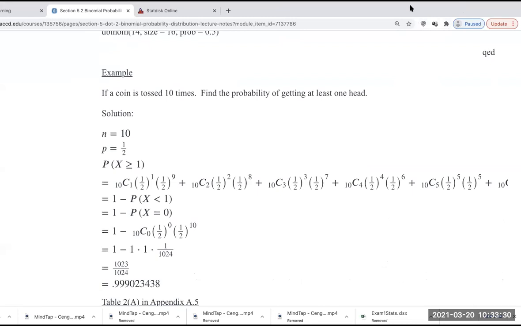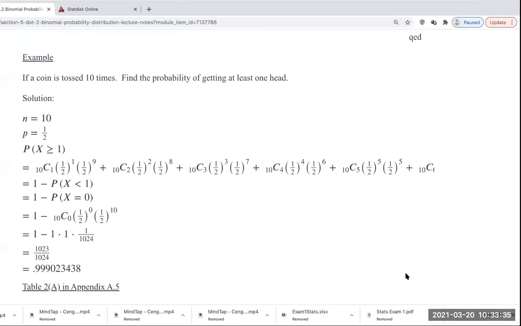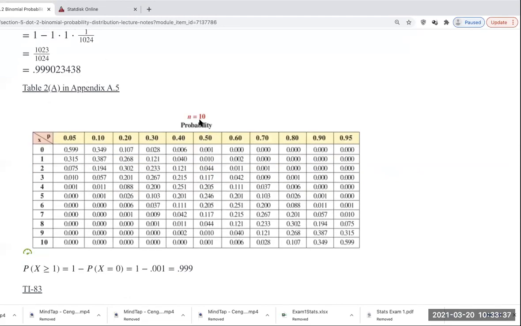So I have here 10 successes. N is 10. And P is... I'm sorry, the probability of success is 0.5.